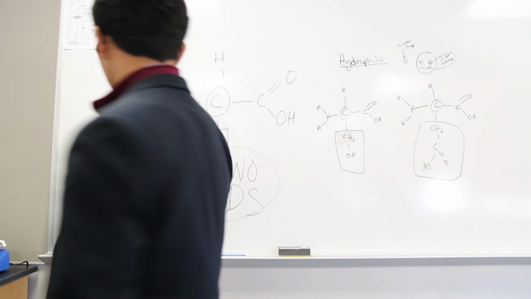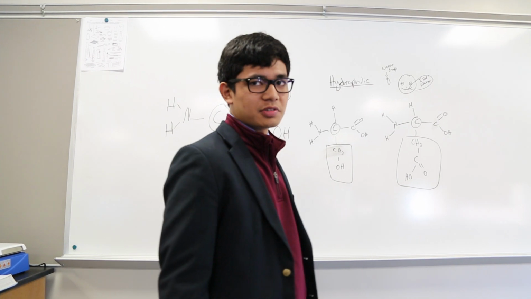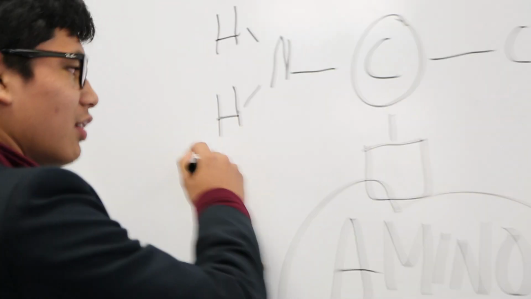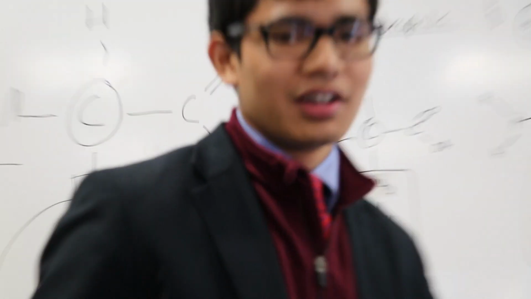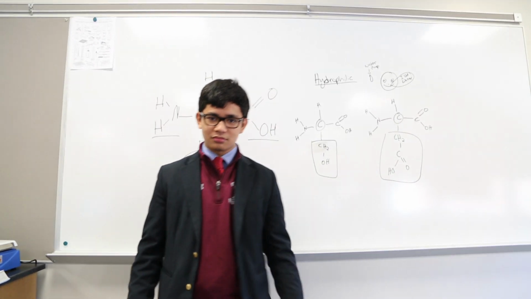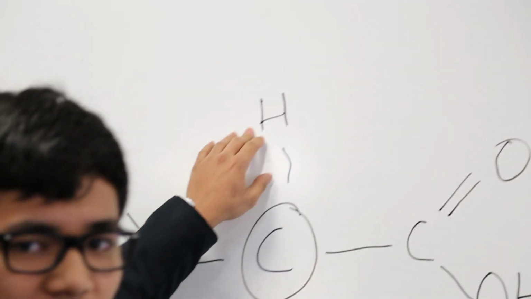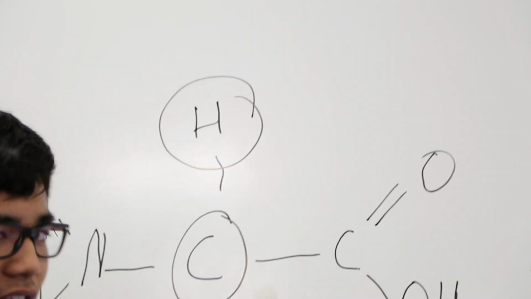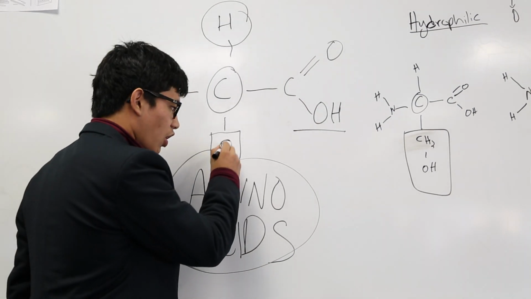Let me tell you what an amino acid is. It contains a couple of groups, but this is one of the groups right here: an amino group and a carboxyl group. Both are linked to this central carbon atom called the alpha carbon. Up here is also hydrogen, and right here is called the R group.